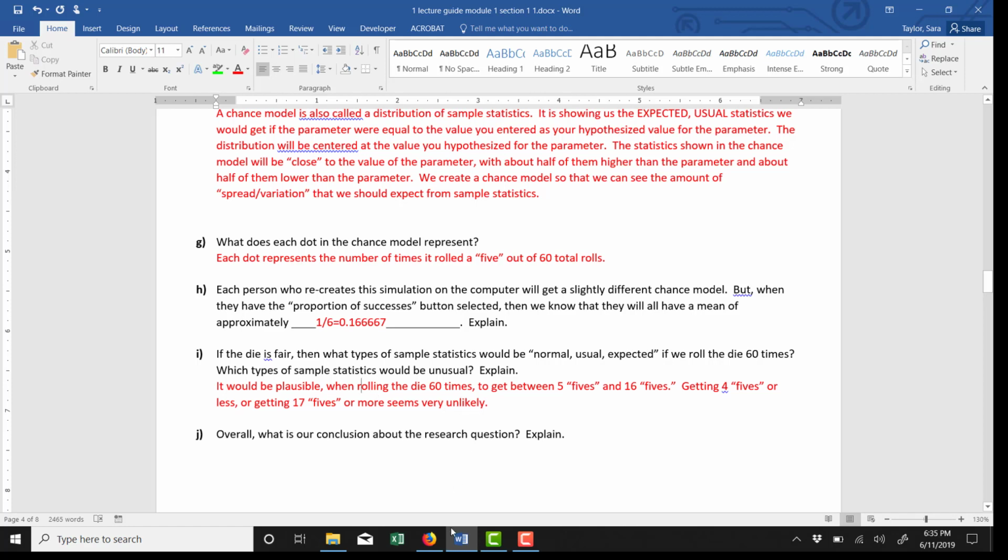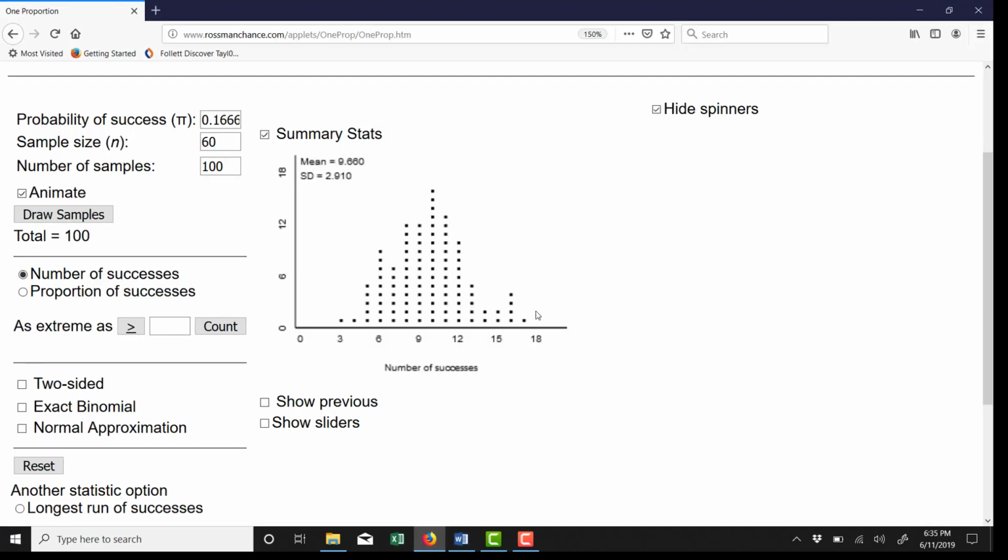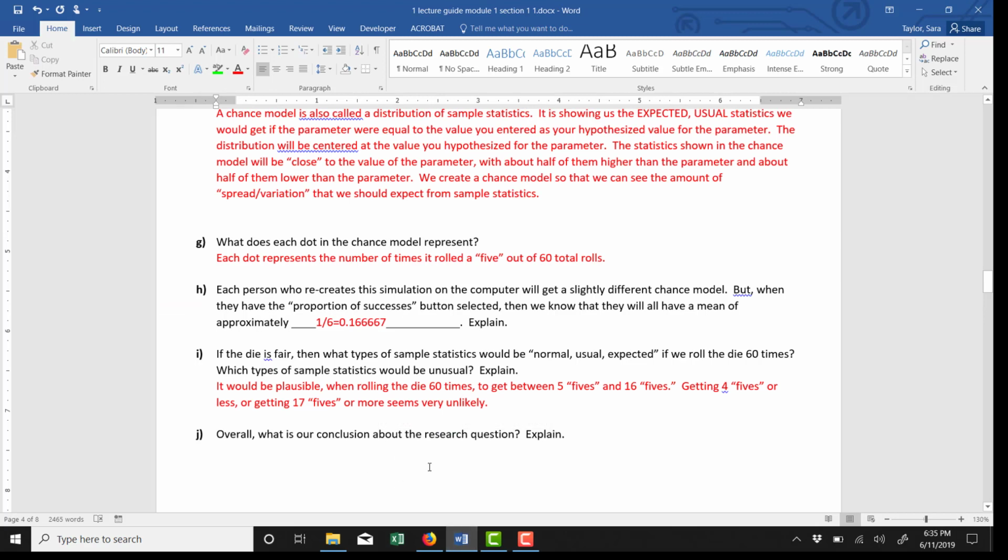Getting 4 5s or less, or getting 17 5s or more seems very unlikely. Again, because getting 17 or more didn't happen. It only happened once or 0 times. Getting 4 5s or less only happened once or happened 0 times. So those seem like unlikely things to happen.